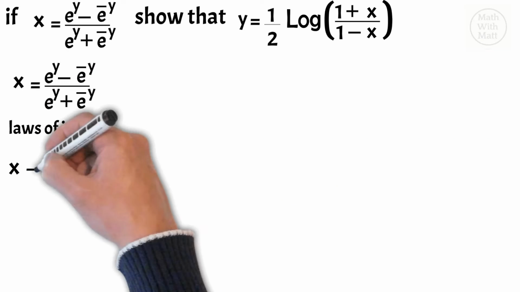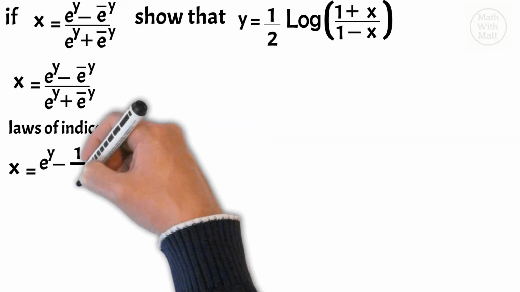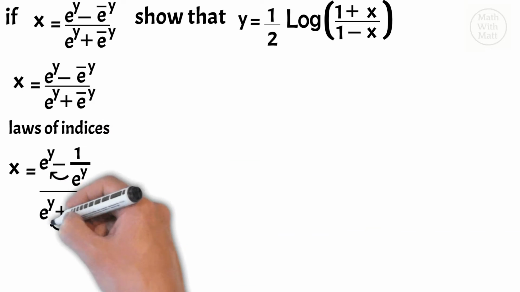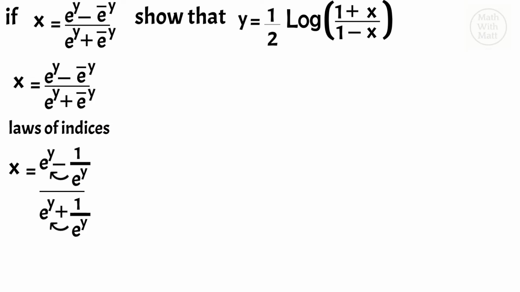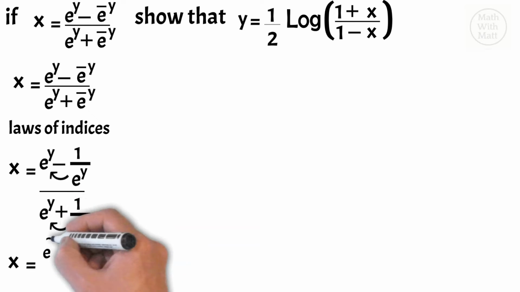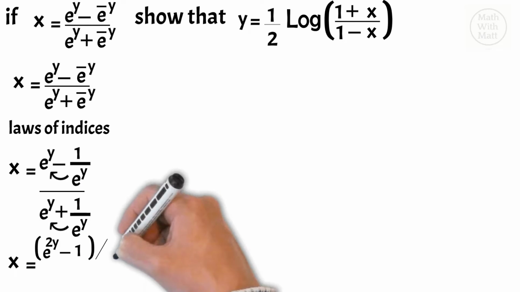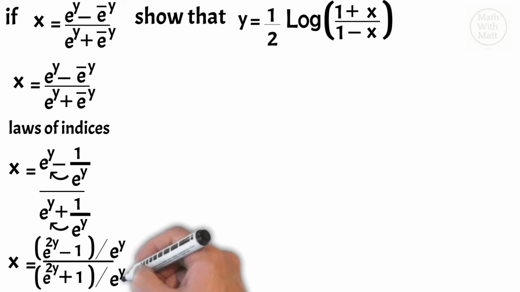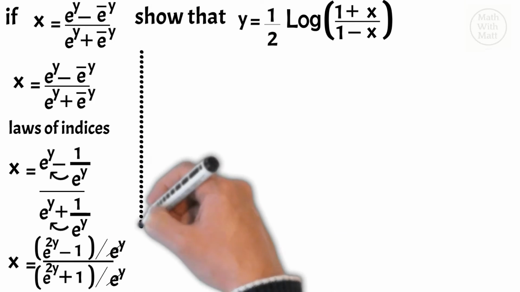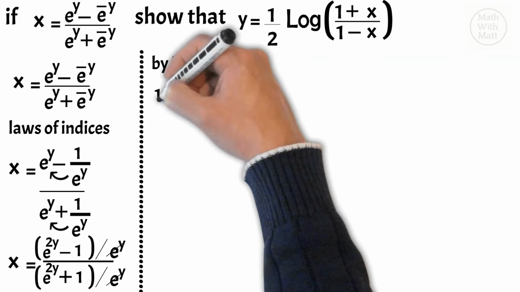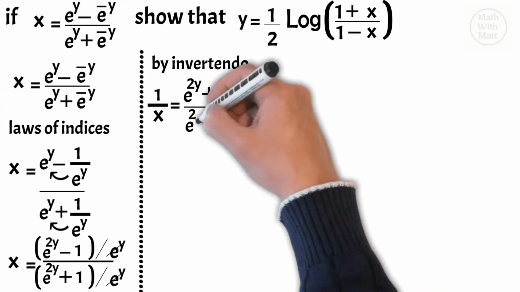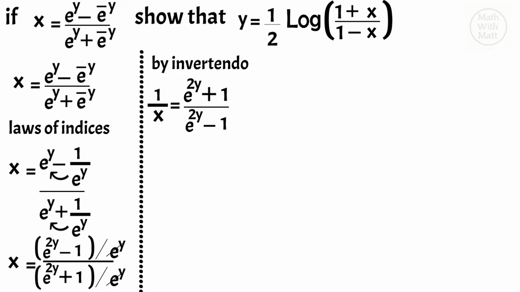Let's use laws of indices and turn those negative y's to positive. Now we multiply e power y to balance the entire equation. We get (e power 2y minus 1) upon e power y upon (e power 2y plus 1) upon e power y, where e power y cancels out each other. And to the remaining equation, we use invertendo, meaning we place numerator in denominator and denominator in numerator. As there is nothing in the denominator of x, we take it as 1 and get 1 upon x.